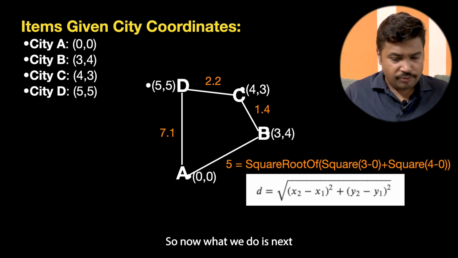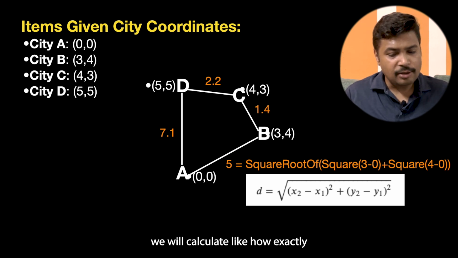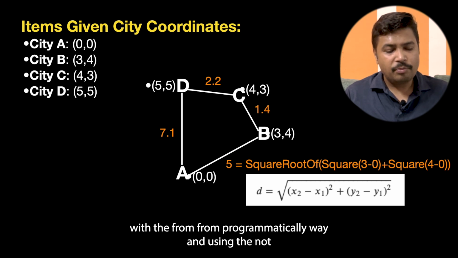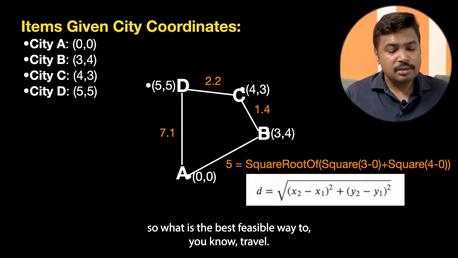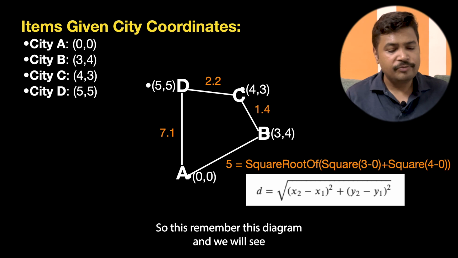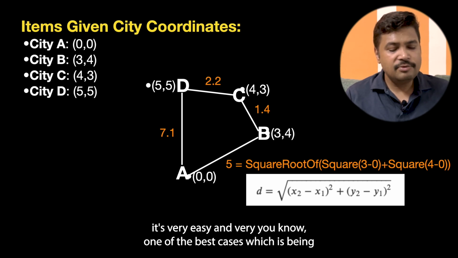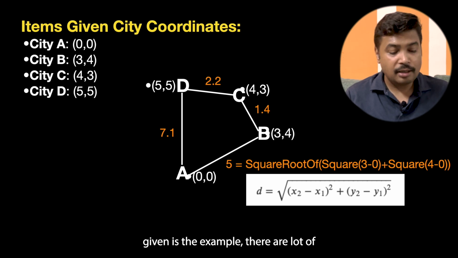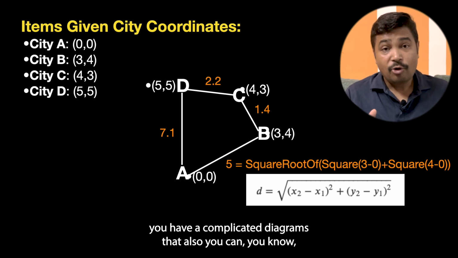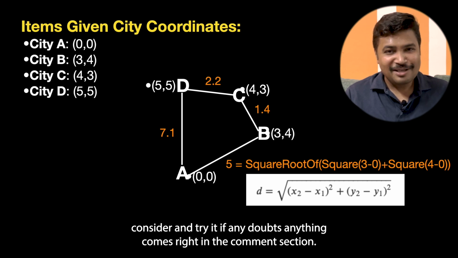Next, we'll calculate programmatically, using C#.NET, what is the best feasible way to travel. Remember this diagram. It's very easy and one of the best cases being given as an example. You can also consider and try more complicated diagrams.